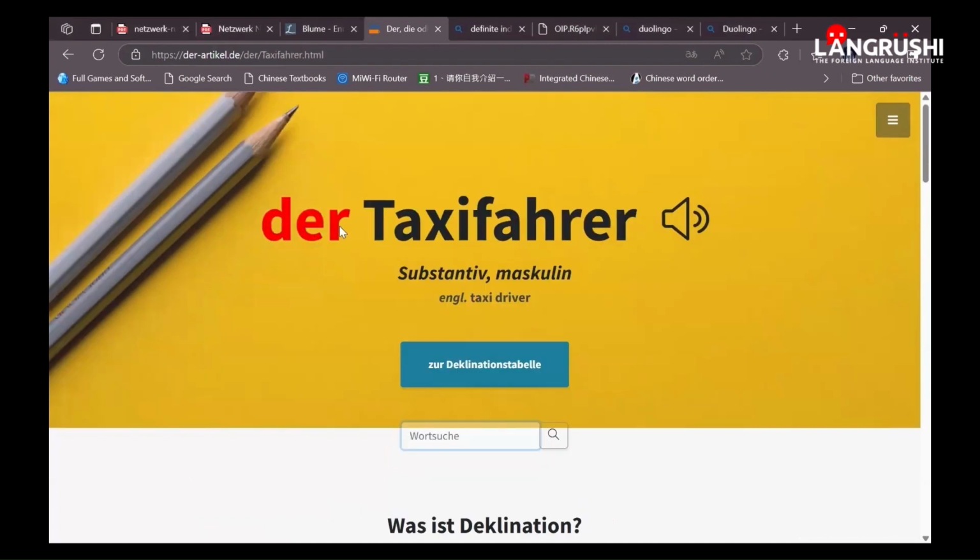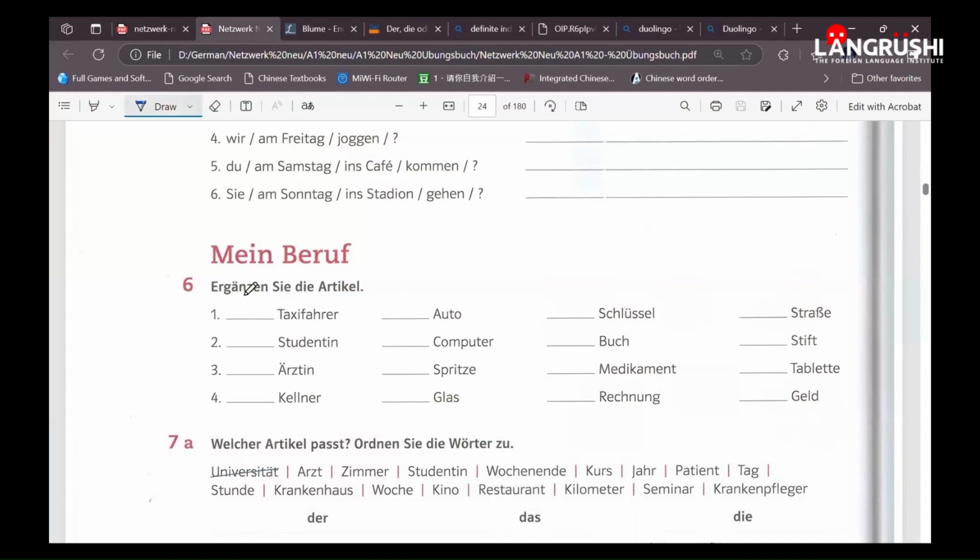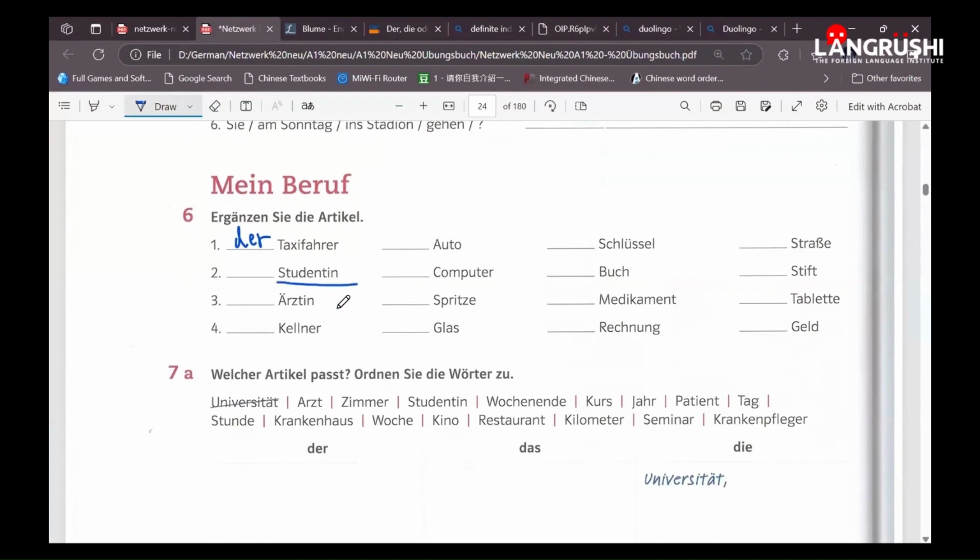If I click, see, der. Okay, der Taxifahrer. So this means that this word is masculine, so I will write it here, der. Okay. Next word is Studentin.